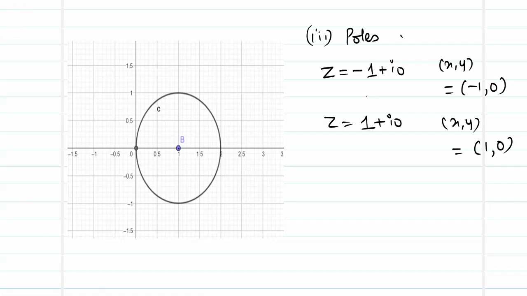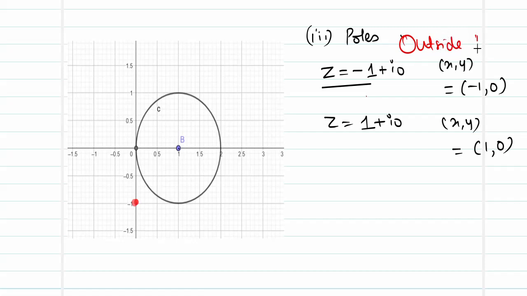My point -1, 0 will be identified over here, -1, 0. So this is my point, -1, 0. What do you think is going to be the position of this point? This point is z equal to -1, which is (-1, 0). Where is it lying? It is lying outside the given circle.